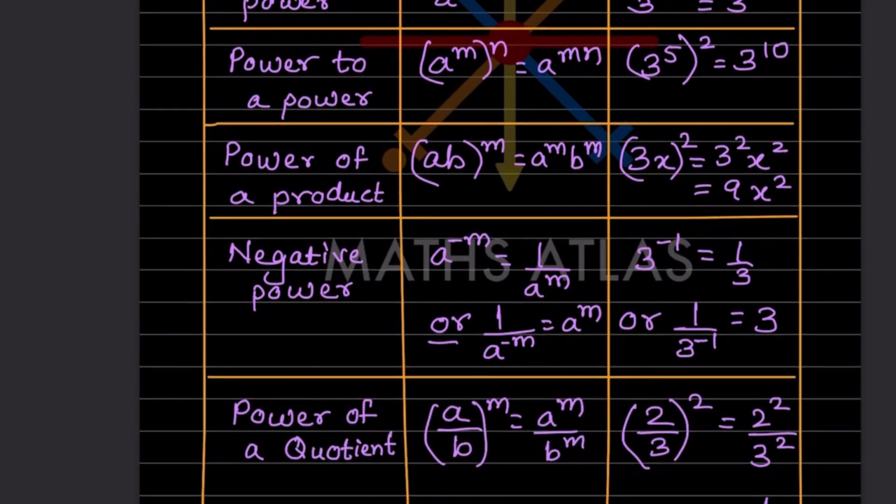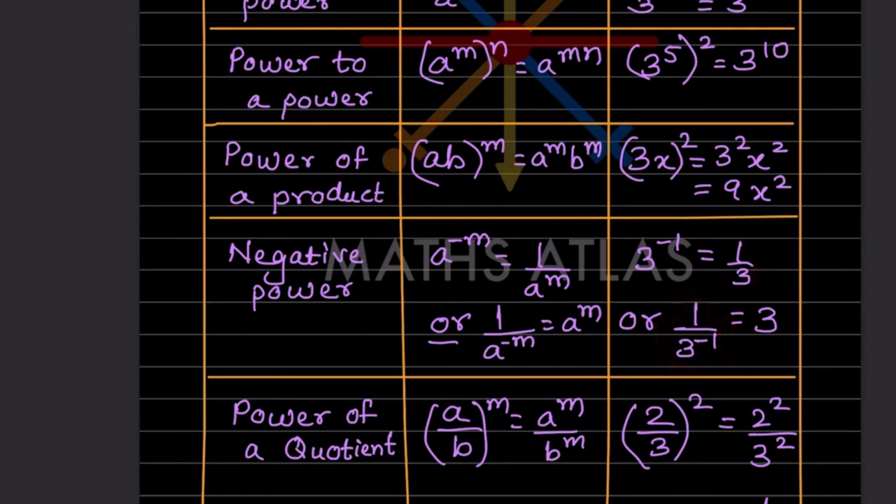Whenever there is a negative power, where the power here is negative, you are just going to take the reciprocal. You are going to write 1 by a raised to m. So this negative becomes positive over here. Or if it is here, a raised to minus m in the denominator, this becomes positive and goes in the numerator. If you take an example, the same example over here, that will be 1 by 3, and if you take here, this is going to be 3.